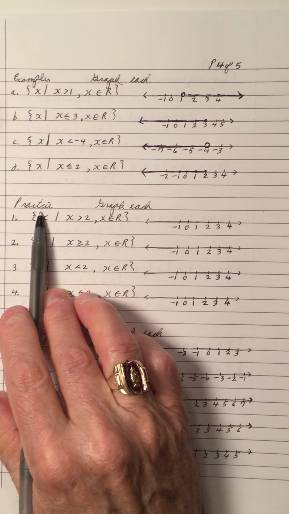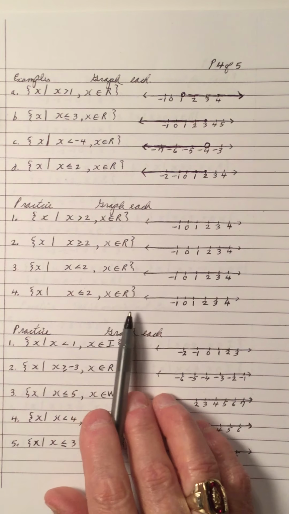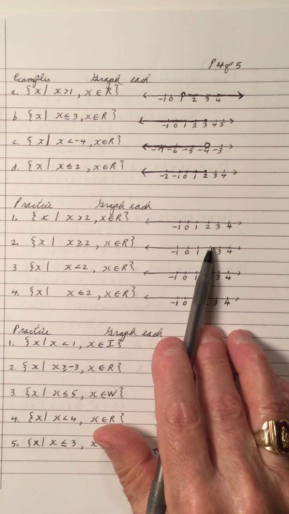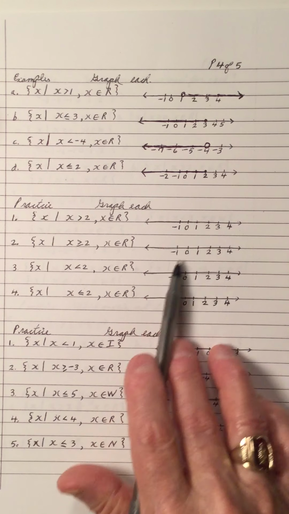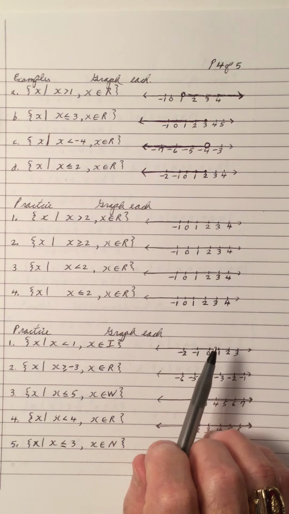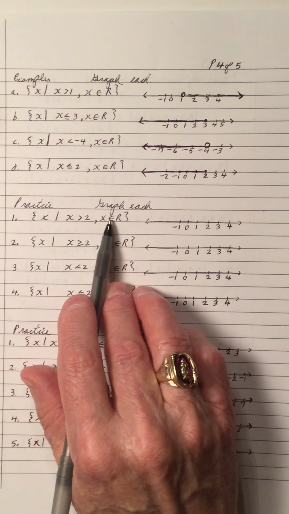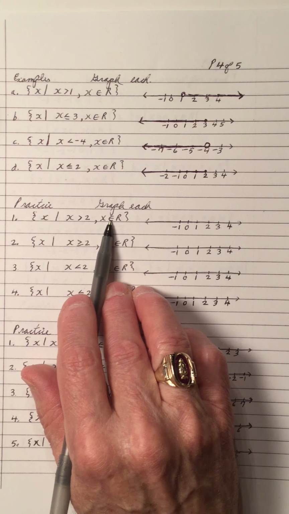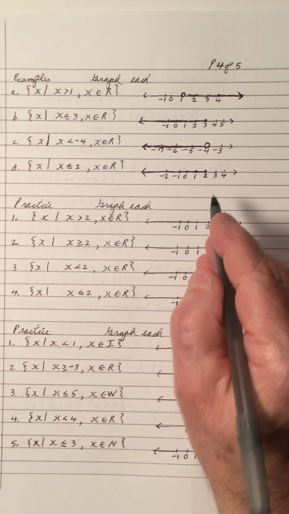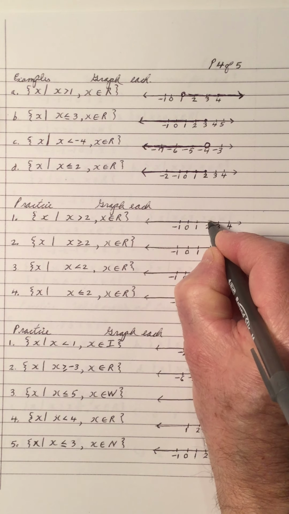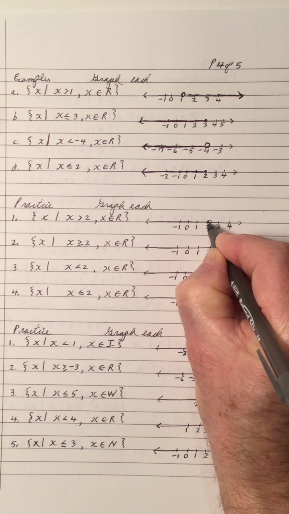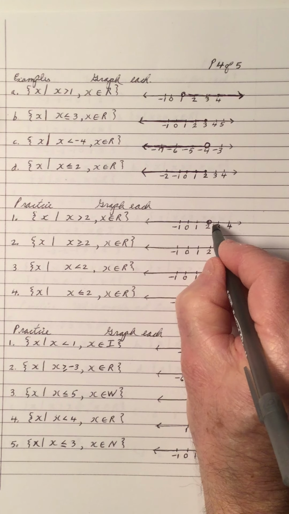Practice means pause the video and work the 4 of these out and see if you're going to get them right. So take your time, write the number line down and shade them in. Here we go. The set of all x such that x is greater than 2 where x belongs to the real numbers. So real numbers means shading, and I have a hollow dot for the 2. There's a hollow dot, and we go to the right.